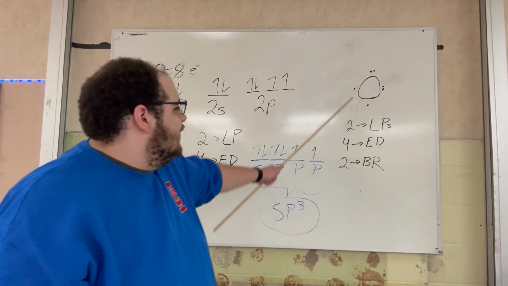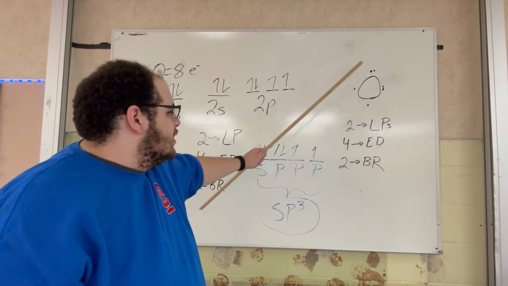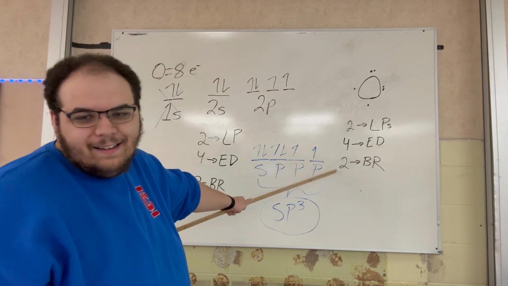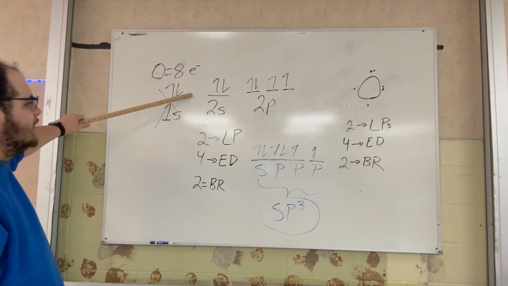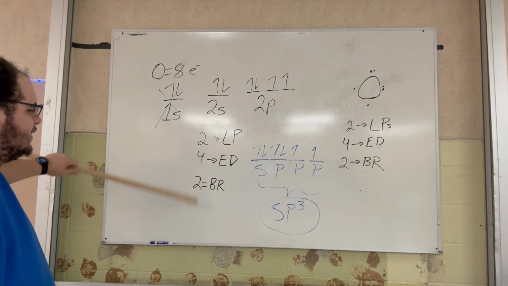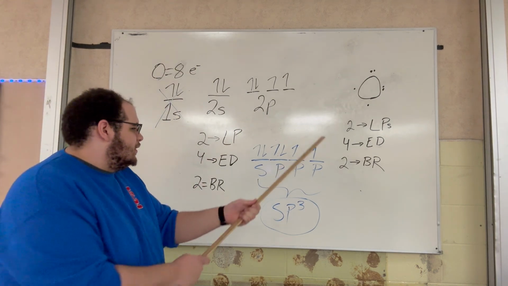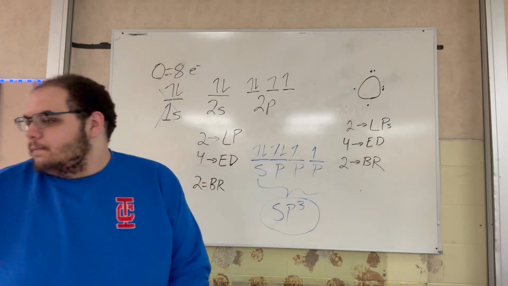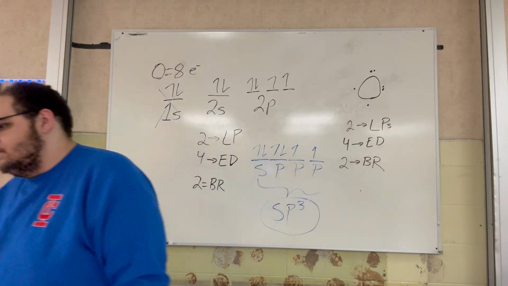You missed some stuff. Basically, we just said, here's your Lewis structure for oxygen with 2 lone pairs, 4 electron densities, and 2 bonding regions. Here's your orbital notation for oxygen with 2 lone pairs, 4 electron densities, and 2 bonding regions. And then here's your hybridization, SP3.